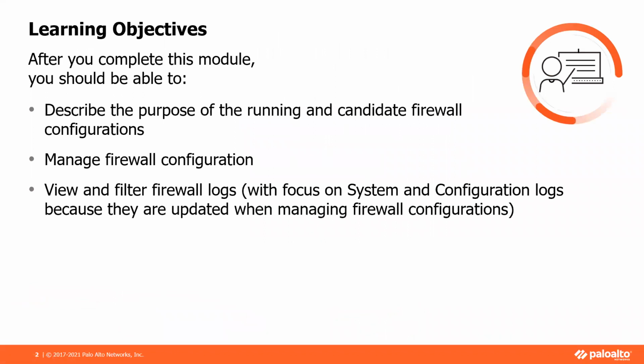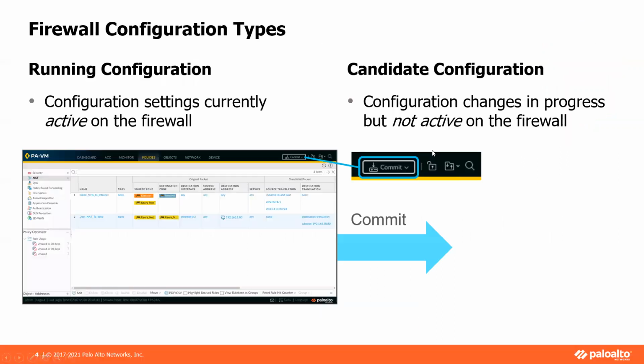All right, so the things in this section are basically the purpose of running and candidate configuration files, or the difference between running files and candidate files, configuration files, and viewing and being able to filter the firewall logs. For example, focus on system and configuration logs, as they're updated all the time when you're managing the firewall.